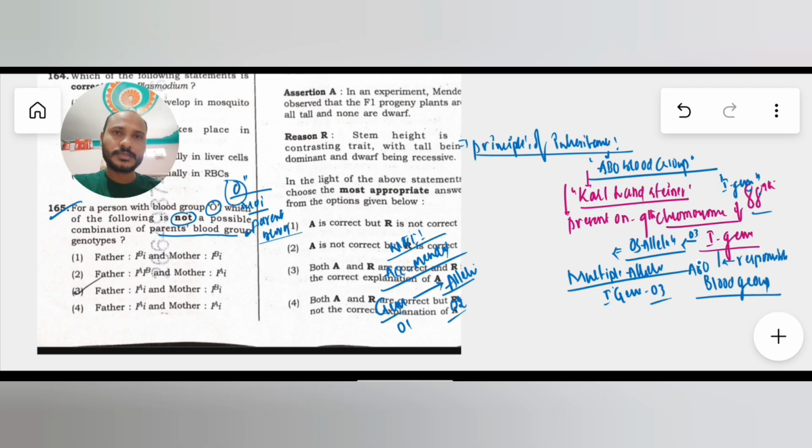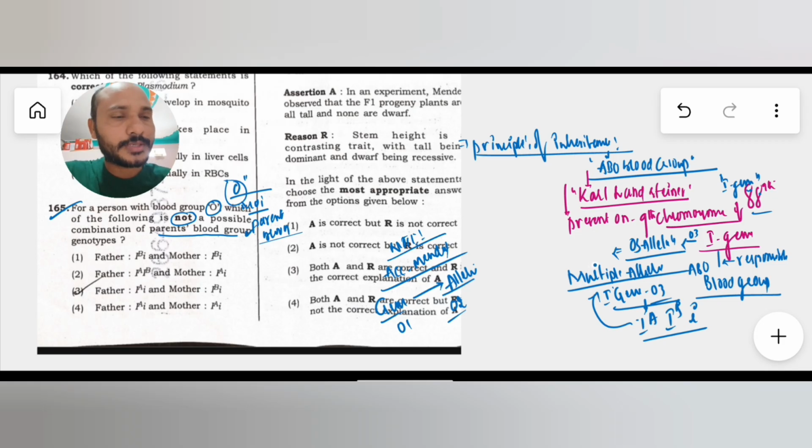So the I gene contains three alleles: IA, IB, and i. Like that, three alleles are present, and this concept is called multiple allelism. So the ABO blood group shows multiple allelism.